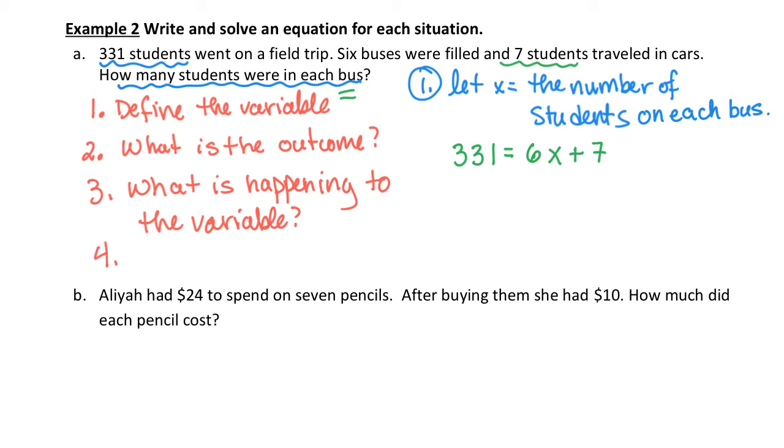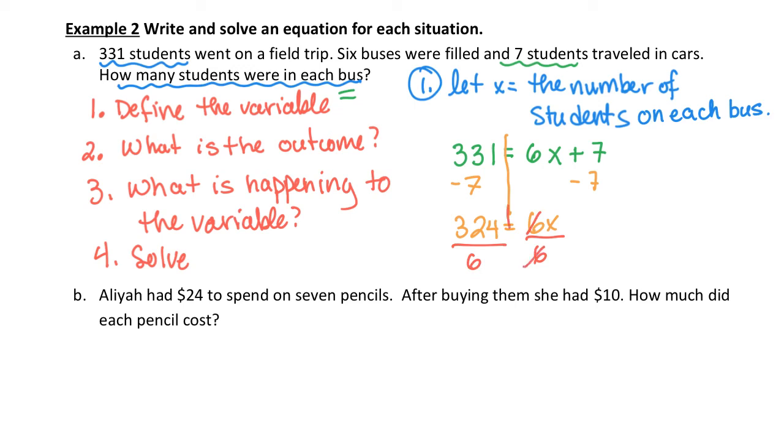So I did forget that step 4 is actually going to be to solve. So let's go ahead and solve this. We're going to find our equals. So we're going to subtract the 7 because that's addition or subtraction first. This is going to be a rather large number. So let's see, 324 equals 6x. And divide by 6 here.